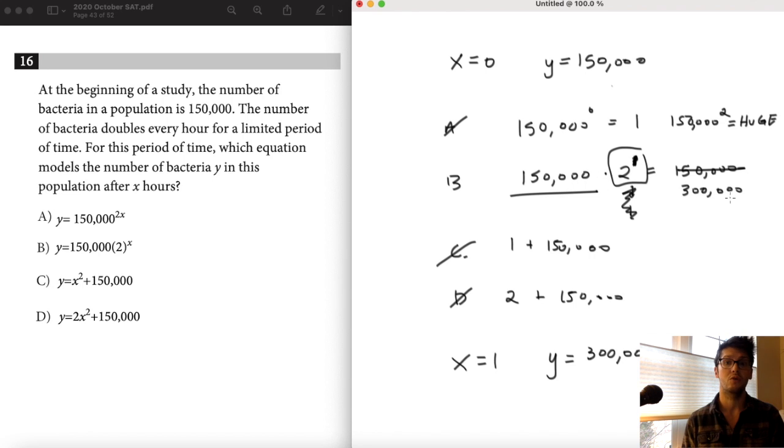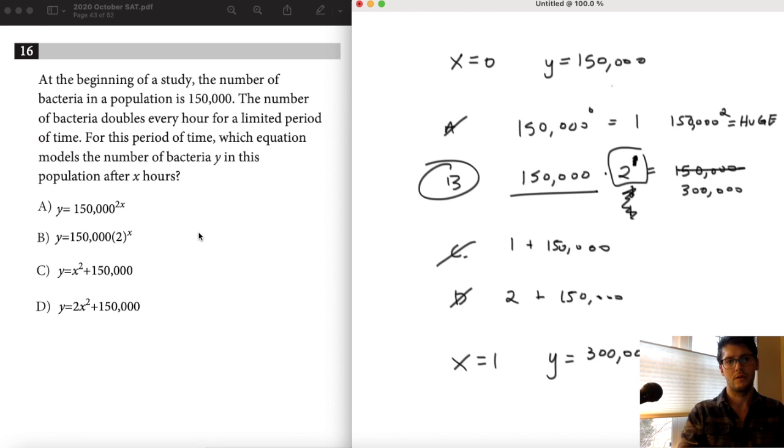Do you want to multiply by 2 again? Then you would have 300,000 times 2, or 150,000 times 2 times 2. You would be doubling every time you multiply by 2 again. That's why B is the correct answer. But even if you didn't know that, you could use real numbers to prove it. Right? Easy real numbers. X is 1, X is 0.